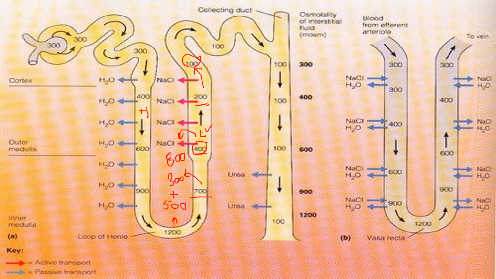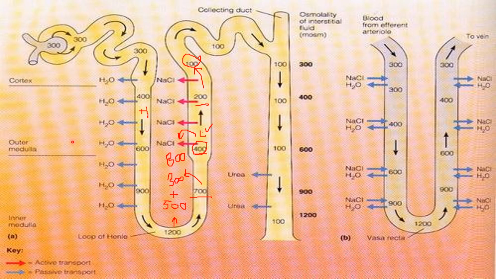As a concentration gradient is created, higher concentration here and lower concentration here, this mechanism is the counter current multiplier mechanism. Counter current means opposite gradients in the two limbs or in two different parts of the body, or you can say in whichever part of the body you are studying the counter current mechanism.